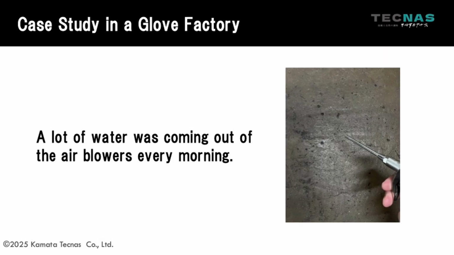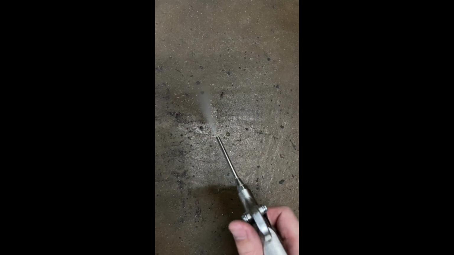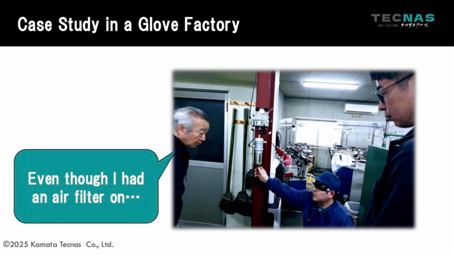However, I learned a surprising fact from the workers on site. He told me that this phenomenon of water coming out of the air blowers in such large quantities occurs almost every day. So how do they deal with this? It was common practice to wait until the water from the air blowers stopped coming out every day. This can be solved with Well Air.